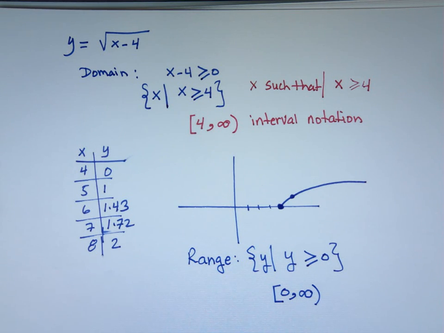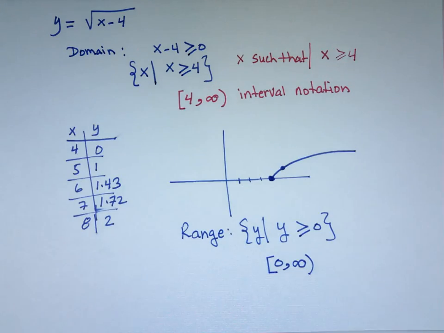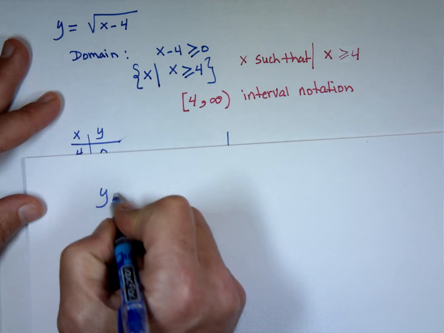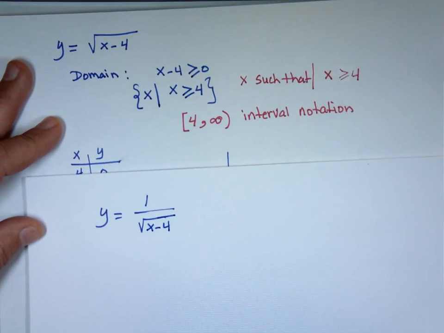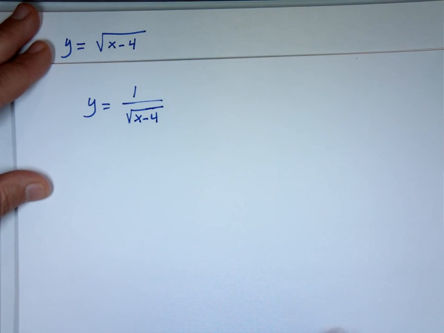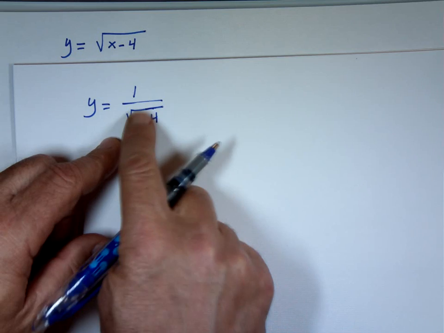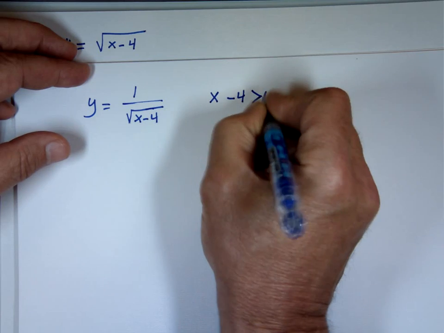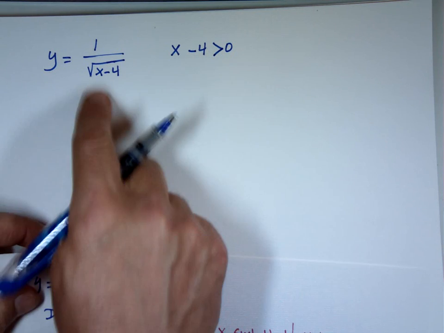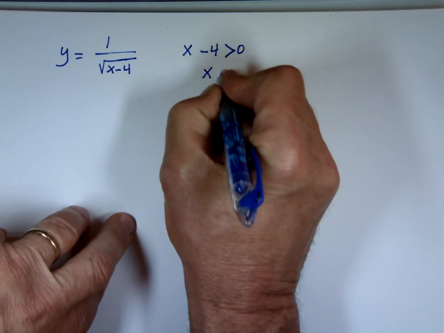Let me modify that problem just a hair. Let's say I took the same problem, but this time y equals 1 over the square root of x minus 4. How is that different from the one above it? It can't be 0, correct. Because when x minus 4 is 0, the square root of 0 is 0, but 1 over 0 doesn't exist. So in this case, you want to make sure x minus 4 is greater than 0, it can't equal 0. The other one can be 0, this one can't, because you'll be dividing by 0, and that's a no-no. That means x is greater than 4.